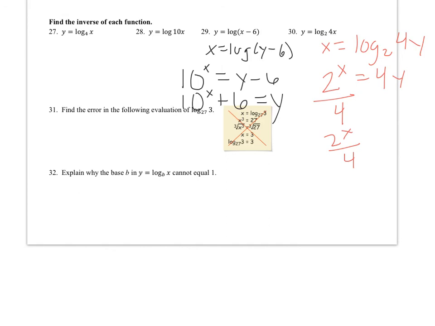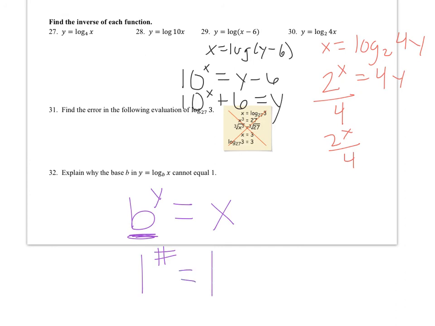So looking at question number 2, if you were to rewrite this, this would be your base b raised to the y is equal to x. It's asking why can this right here not be 1? Well, if you think about 1 raised to any number that it so wishes to be is always going to be 1. So you're not going to have a graph.